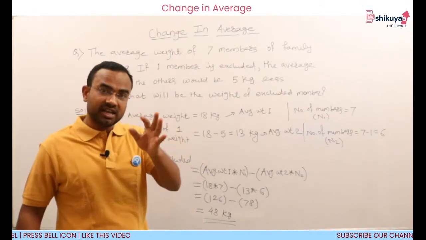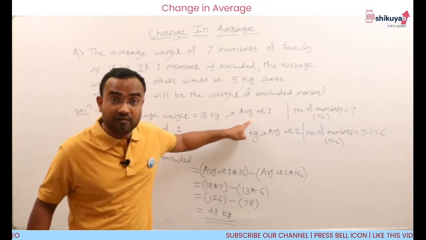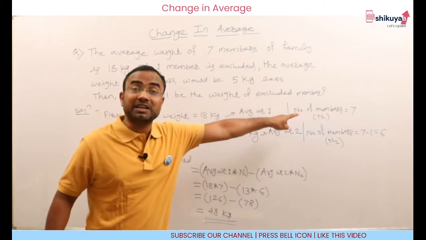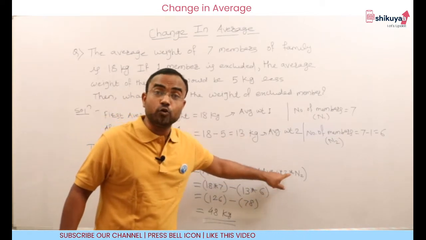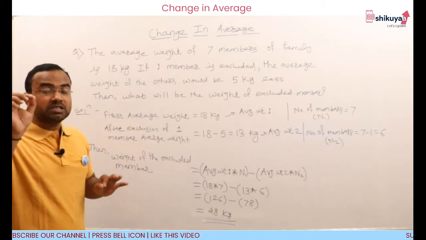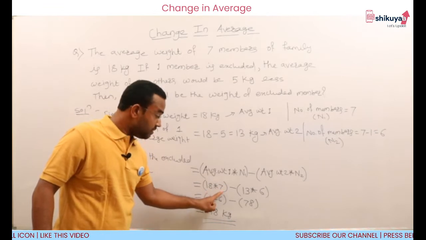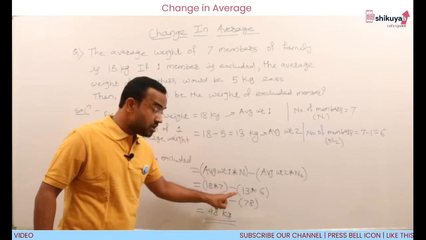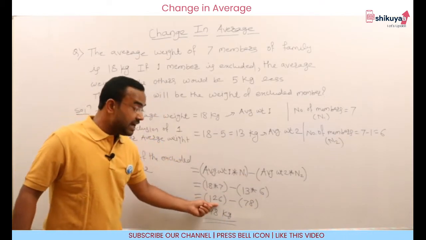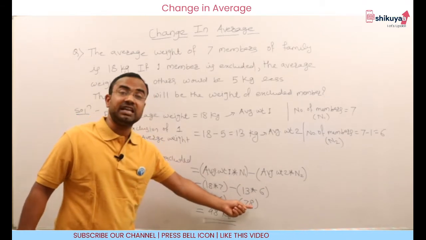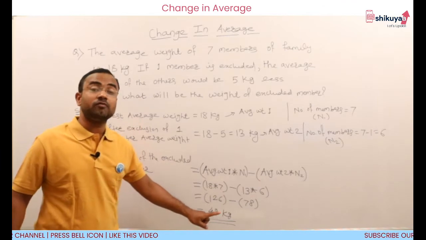Now how to calculate the weight of the excluded member? There is a formula. Weight of the excluded member equals average weight 1, which is 18, into N1, the number of members present at that time, minus average weight 2 after exclusion into N2. Now if you remember the values of these variables, 18 into 7, which is average weight 1 and N1, minus 13 into 6, average weight 2 and the number of members after exclusion. So 18 into 7 equals 126, minus 78, as 13 into 6 is 78. If you calculate 126 minus 78, the answer will be 48 kg.